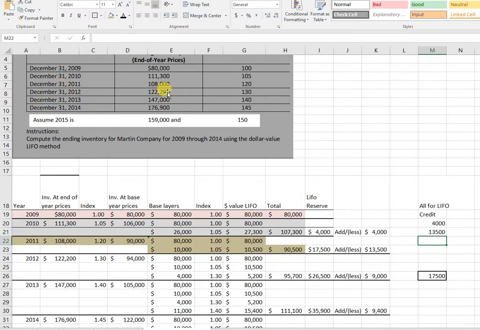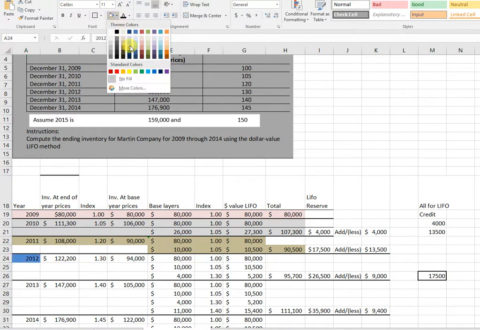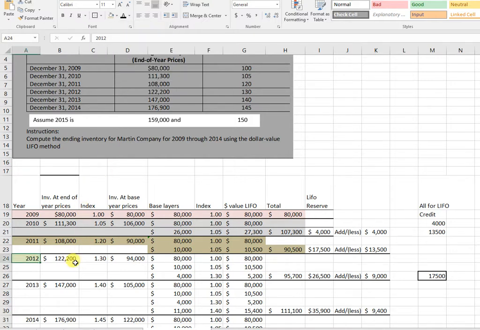2012, I have 122,200. Notice it's going up, so I'm going to have a $1.30 layer, or 130%. So I have my 2012 layer of 122,200, bring it back to base year prices, divide by 1.3, so I have 94,000. So I have all 80,000 there. I have enough for the 10,000, and I have an additional 4,000.